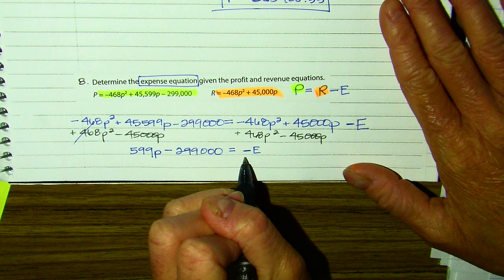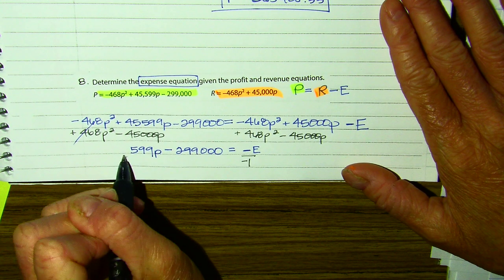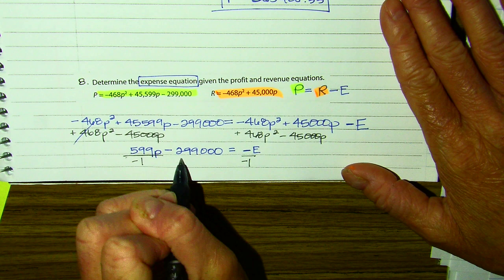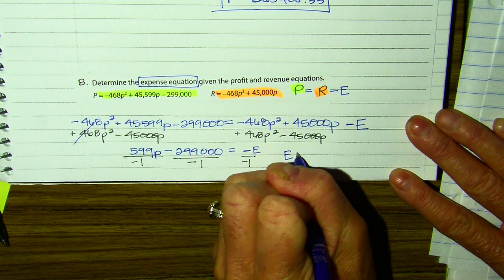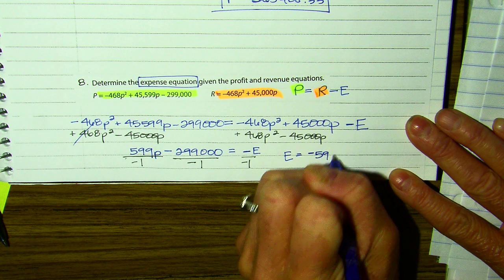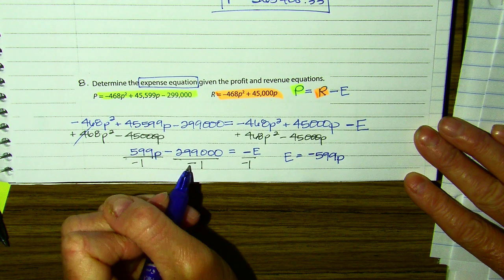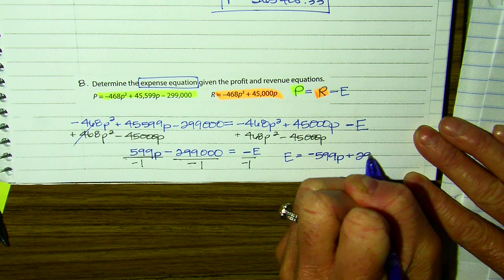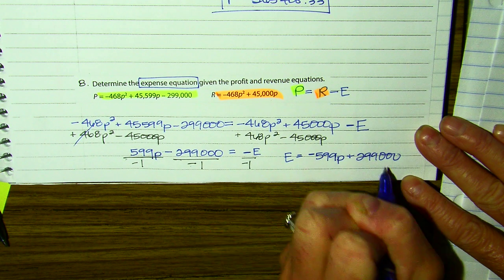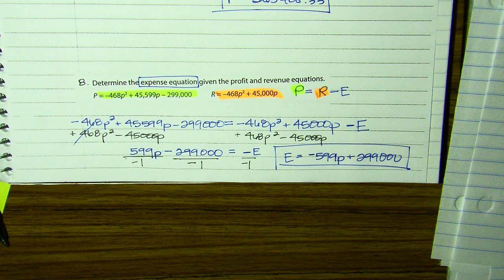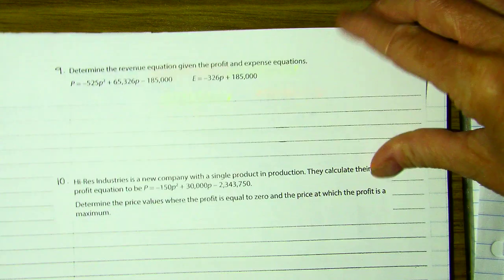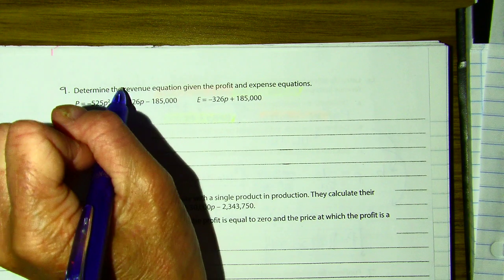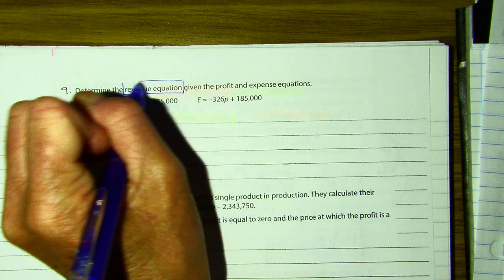Now I have to divide by that negative. So E equals a negative 599p. A negative divided by a negative is a positive 299,000. So there is my expense equation. A lot of algebra. Number 9 is very similar, but the only difference is now I'm finding revenue.